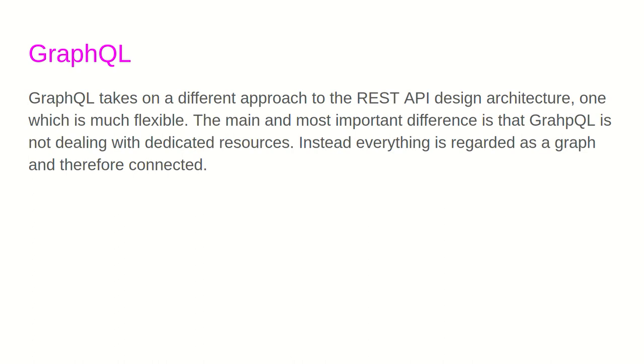GraphQL takes a different approach to the REST API design architecture, one which is much more flexible. The main and most important difference is that GraphQL is not dealing with dedicated resources. Instead, everything is regarded as a graph and therefore connected. What this means is that GraphQL is not dealing directly with a unique endpoint that has a fixed data structure that is meant to be returned as a response. The query is dynamic and the response is dynamic as well.